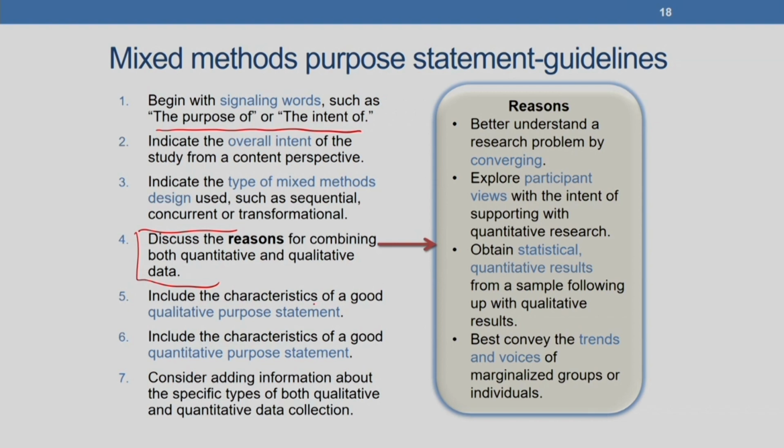Best convey the trends and voices of marginalized groups or individuals, and we are following a transformational approach, whether concurrently or sequentially. Fifth point here, include the characteristics of a good qualitative purpose statement. Similarly, include the characteristics of a good quantitative purpose statement. Purpose statements have been discussed in detail in the earlier classes. I suggest you refer to the lesson on purpose statements. Finally, consider adding information about the specific types of both qualitative and quantitative data collection.